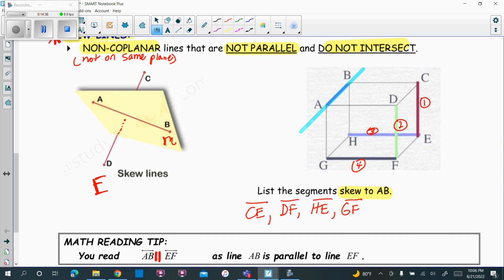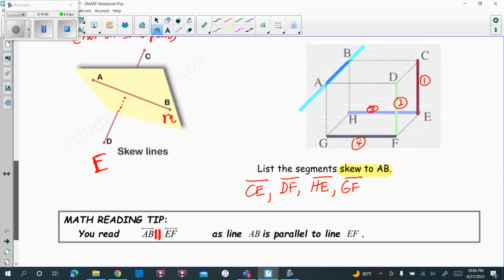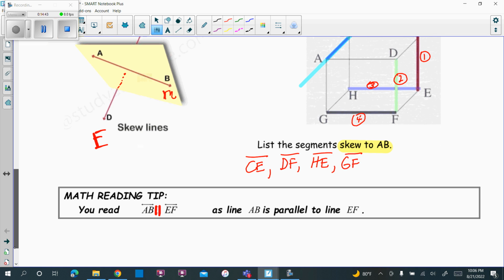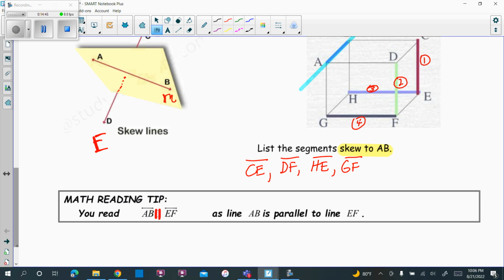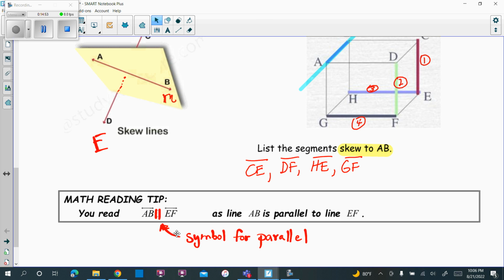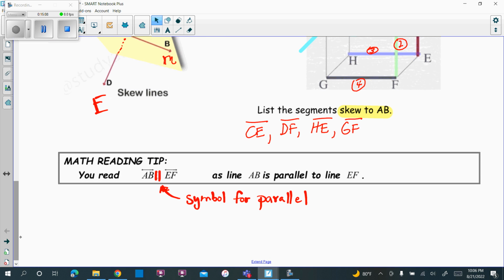And then our math reading tip. I think you're missing the symbol for parallel. Just make sure you have that. We just want to make sure you know that that is your symbol for parallel. And that's reviewing and reading off a diagram. So now we're going to give you some shapes and some questions and see if you can interpret a name correctly using the right symbols for the different types of geometric terms.